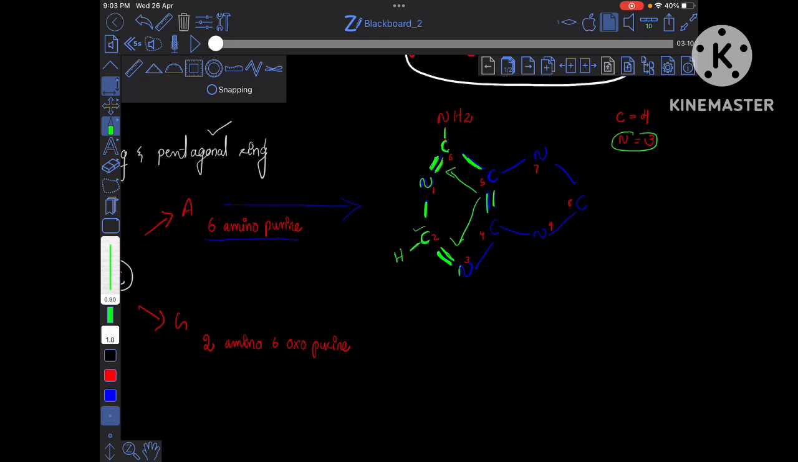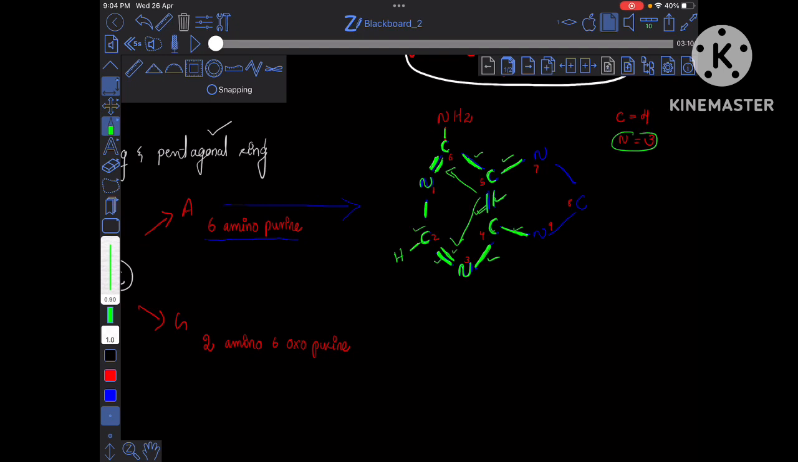So go to the next nitrogen atom. Its valency is 3. It is already filled: 1, 2 and 3. Go to this carbon atom. Its valency is 4. 1, 2, 3, 4. Yes, it is filled. Go to the next carbon atom. 1, 2, 3, 4. Again it is filled.